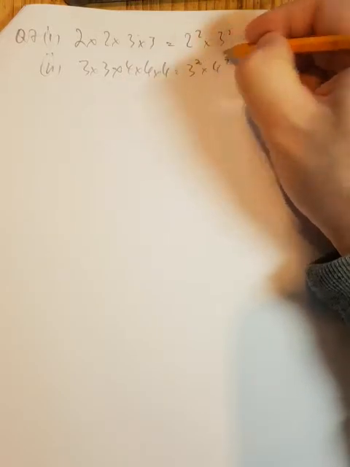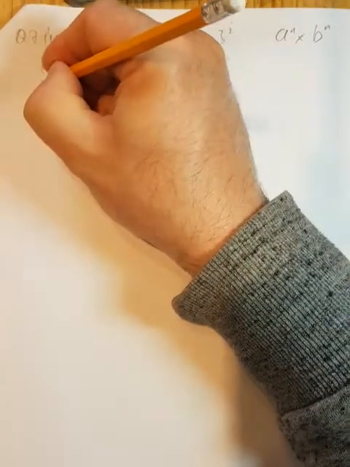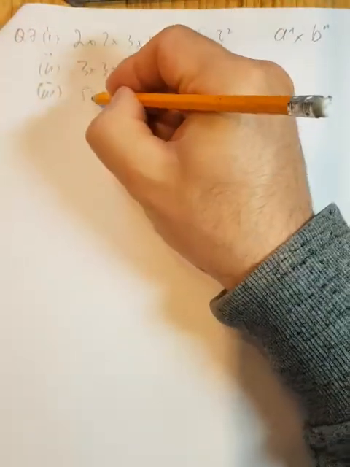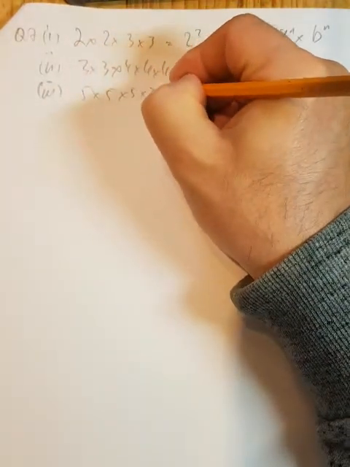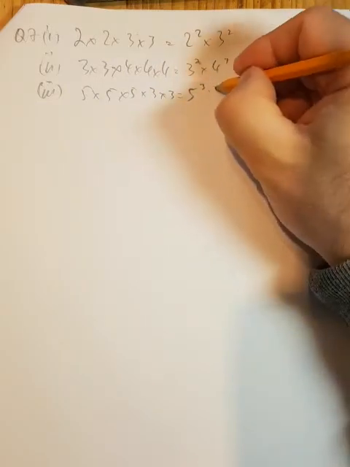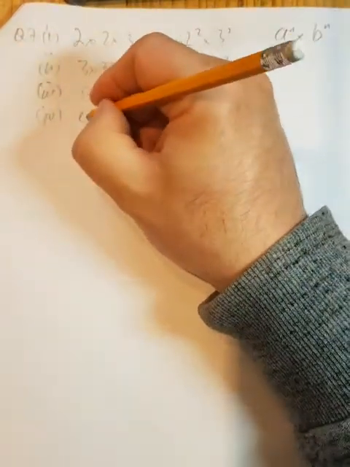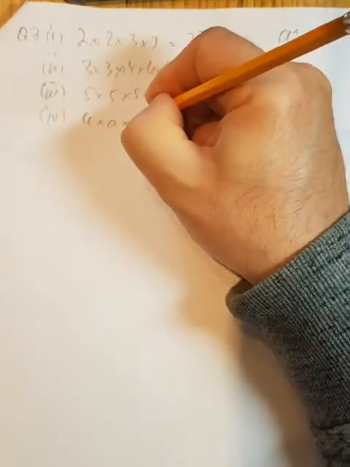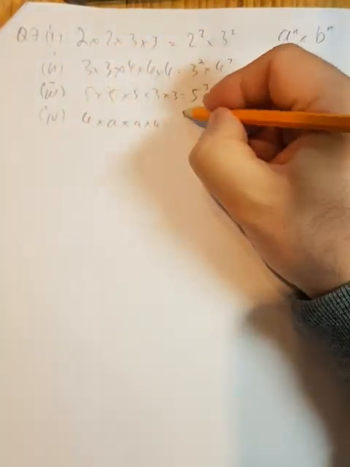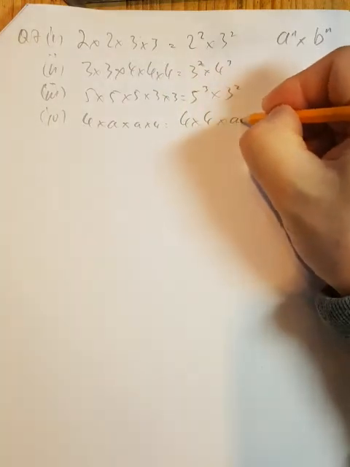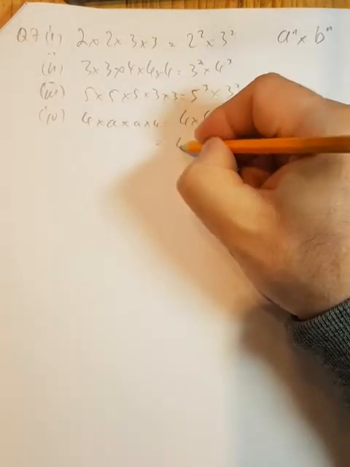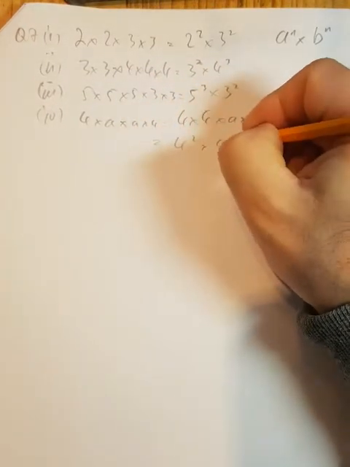Right, and then 4 by 4 by 4 is the same as 4 to the power of 3. So obviously these are different powers here. 5 by 5 by 5 by 3 by 3. 5 by 5 by 5 is the same as 5 cubed. 3 by 3 is the same as 3 squared. So I'm going to rewrite this sum as 4 by 4 times a by a. 4 by 4 is 4 squared. A by a is a squared.